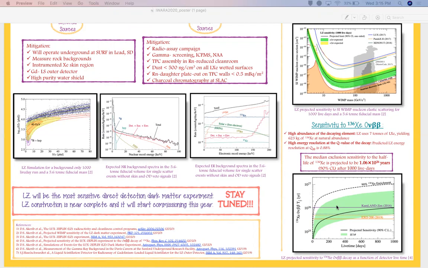The construction of LZ is almost complete and it will start commissioning soon. There are a lot of possibilities for discovery, and for more updates, stay tuned.